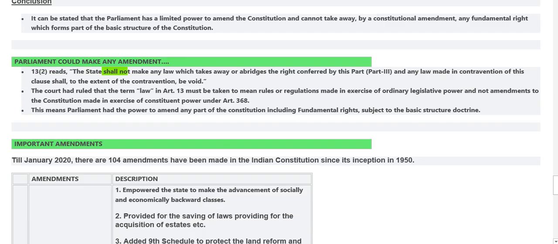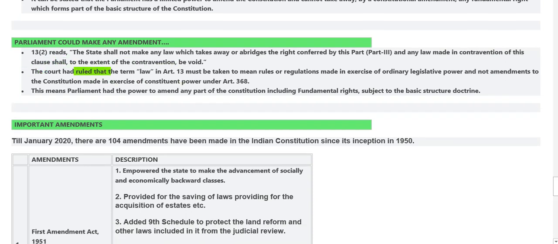Parliament could make any amendment. Art. 13(2) reads, "The state shall not make any law which takes away or abridges the rights conferred by this Part 3, and any law made in contravention of this clause shall, to the extent of the contravention, be void." The court had ruled that the term law in Art. 13 must be taken to mean rules or regulations made in exercise of ordinary legislative power and not amendments to the Constitution made in exercise of constituent power under Art. 368. This means Parliament had the power to amend any part of the Constitution including fundamental rights, subject to the basic structure doctrine.